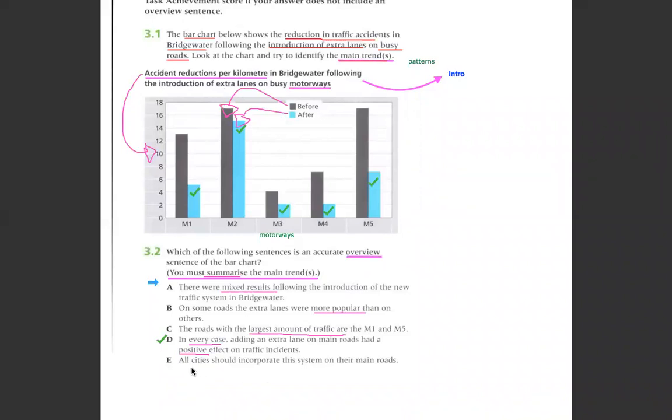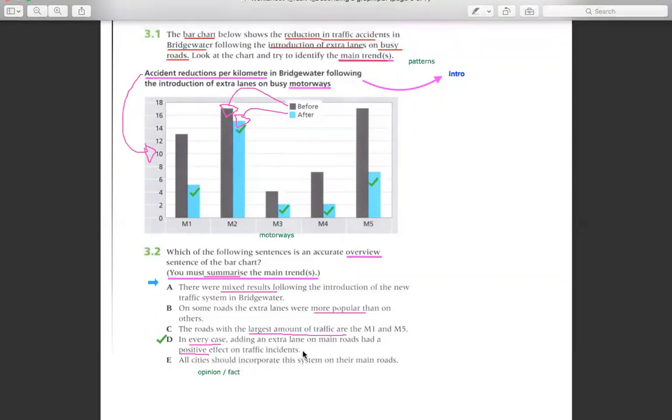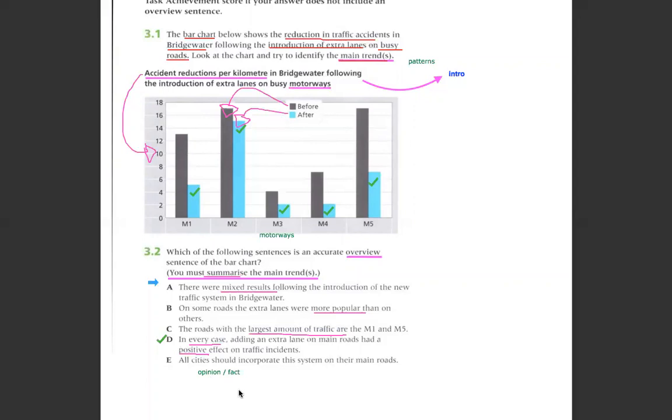Let's have a look at E. It says all cities should incorporate this system on their main roads. Is E an opinion or is it fact that we can read from the data? What do you think? Is E an opinion or is it facts that we can look at from the data? Right, E is an opinion.